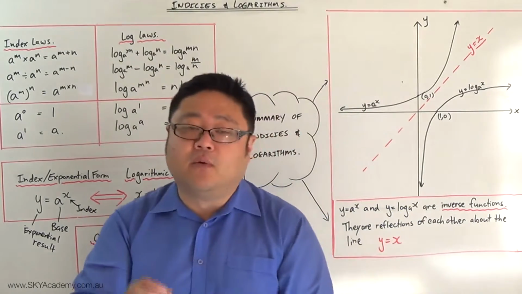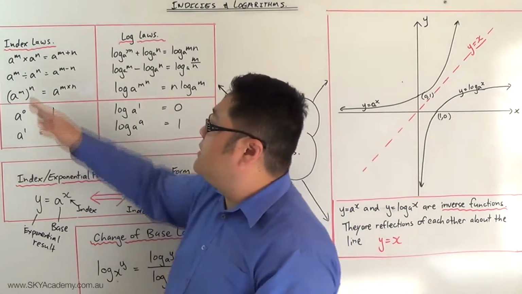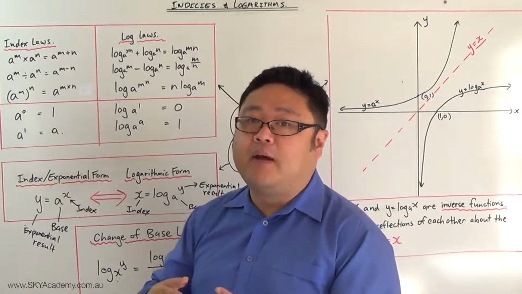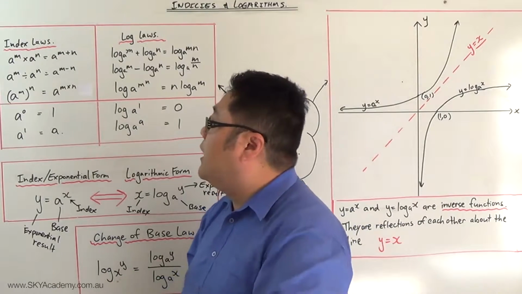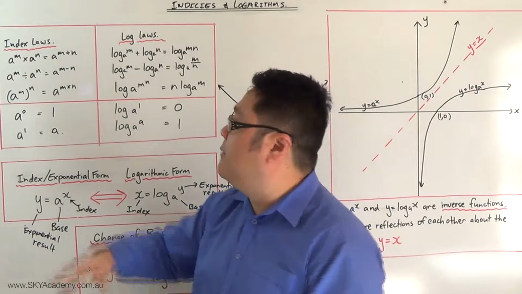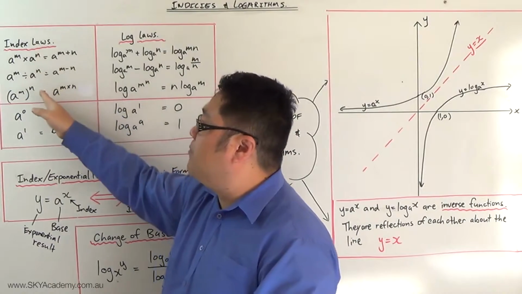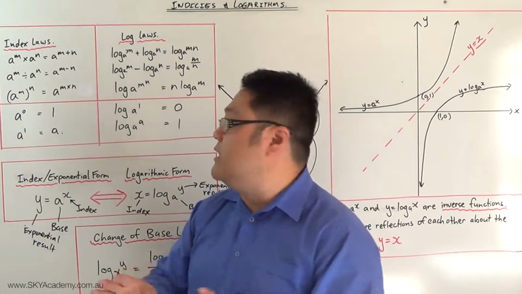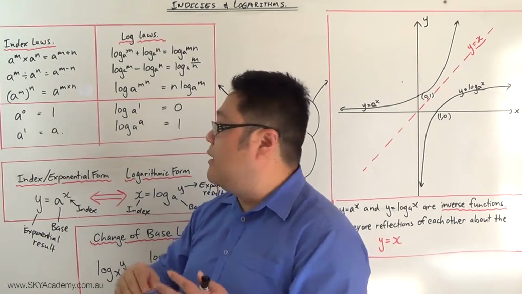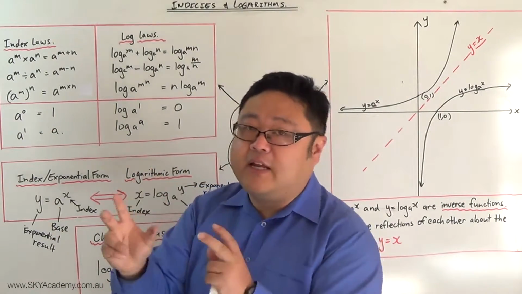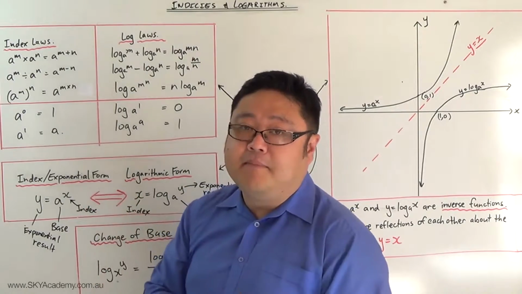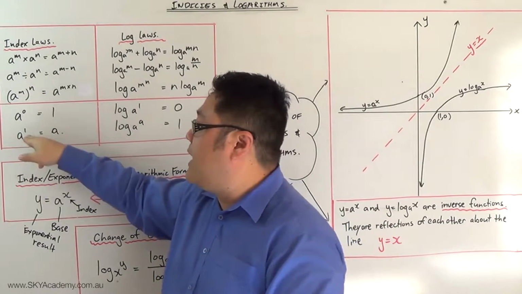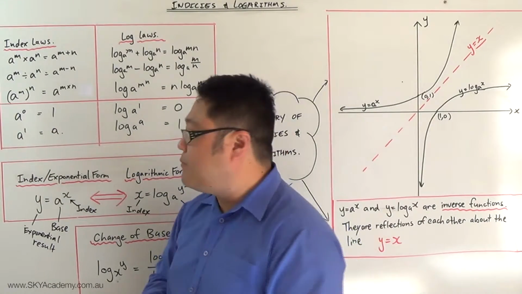Okay, so first of all, we looked at indices. And when we looked at indices, what we realized was that there's a whole bunch of laws governing index form, okay? Indices meaning powers, right? And so we looked at the index laws, and we also looked at the two index identities. So in other words, the exponential identities. Exponential and indices, they basically mean the same thing. Which is a to the power of 0 is equal to 1, and a to the power of 1 is equal to a. Alright?